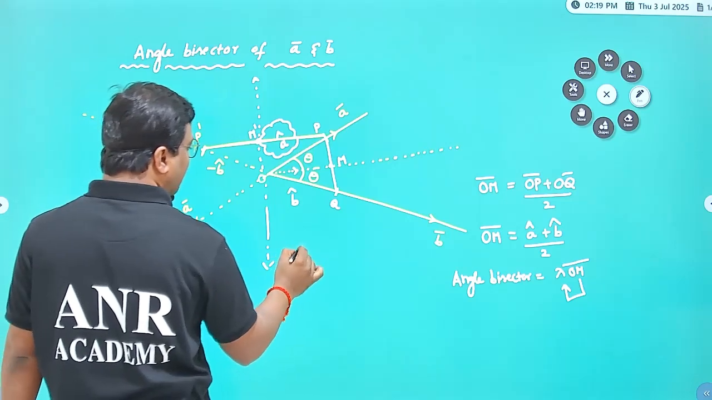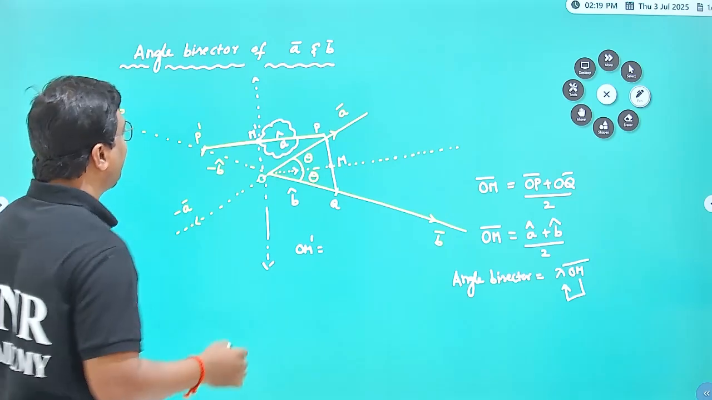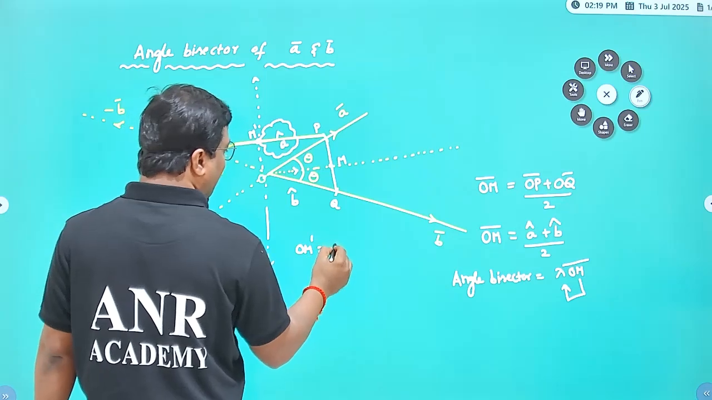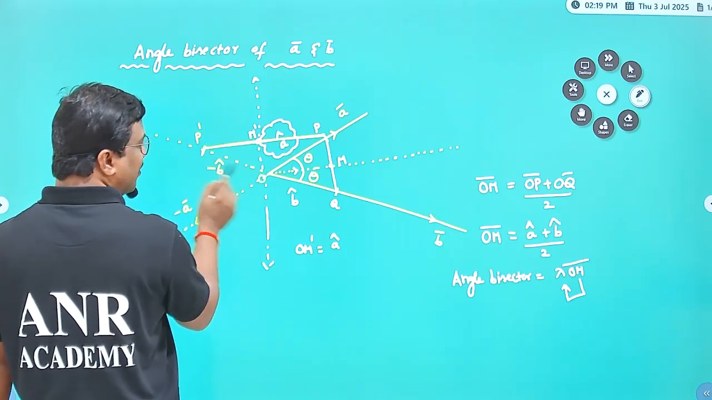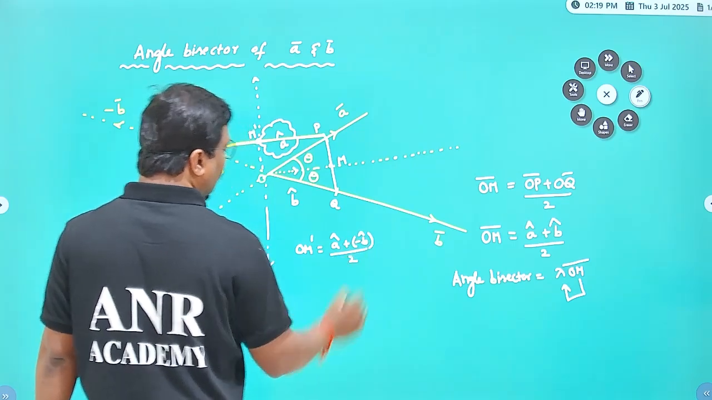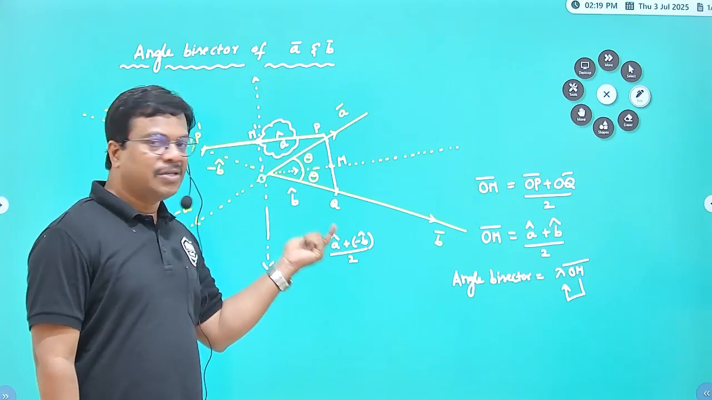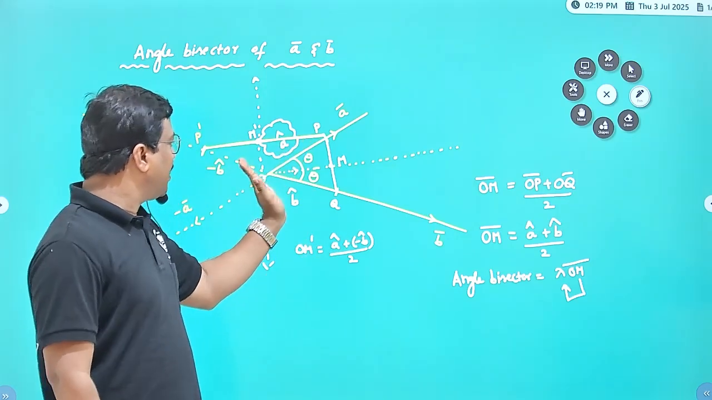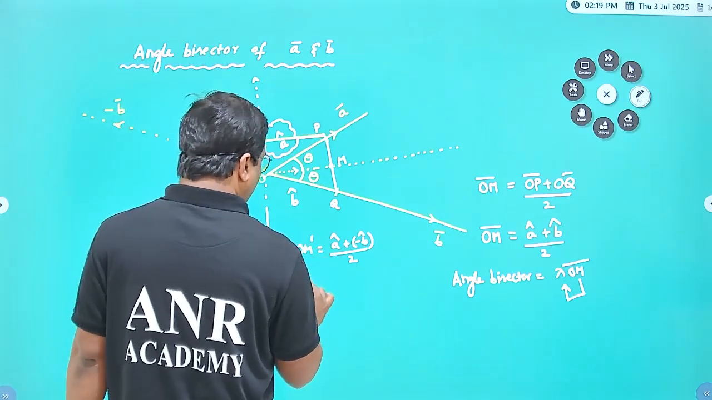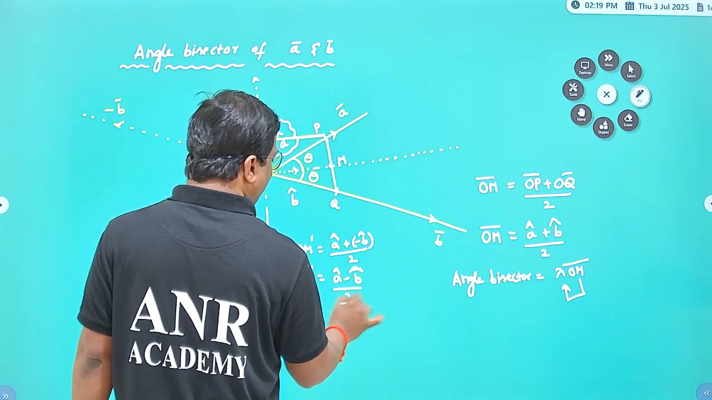I can write here this O M dash, O to M dash, also it is along the direction of angle bisector, and OM dash is written as unit vector A cap, next in the reverse direction of B cap, so plus of minus B cap, whole divided by 2. Due to the midpoint formula, the average of unit vectors, one is A cap and the other is in the negative direction of B cap, so OM dash becomes A cap minus B cap divided by 2.